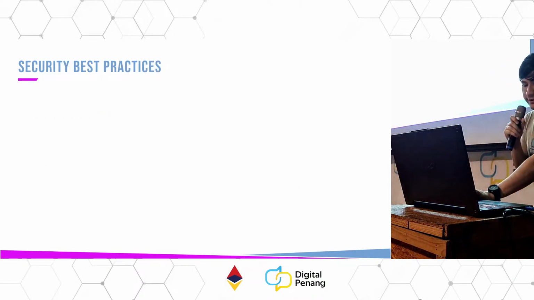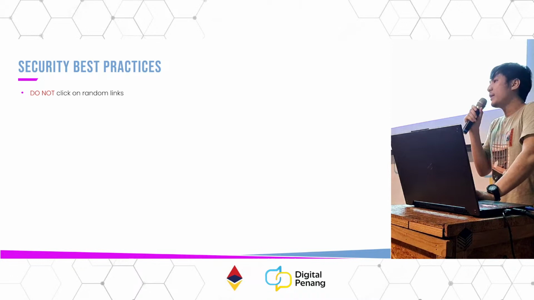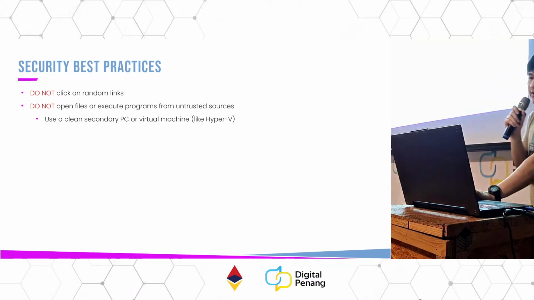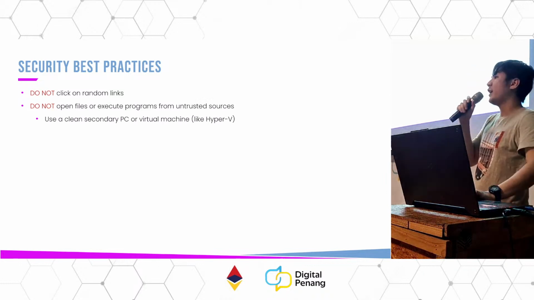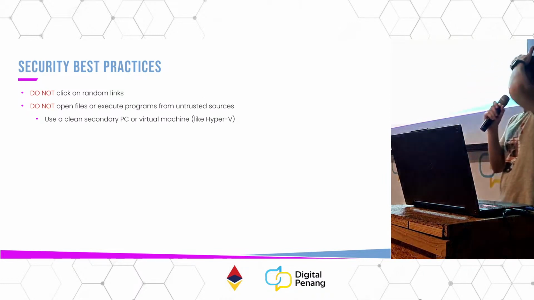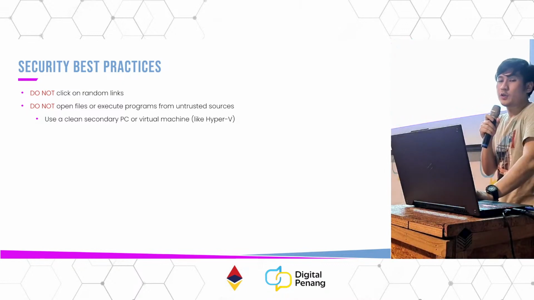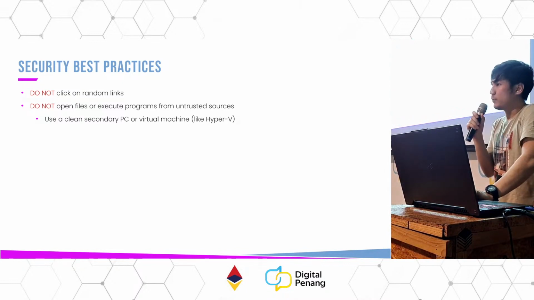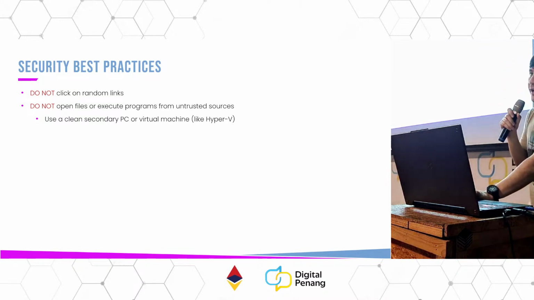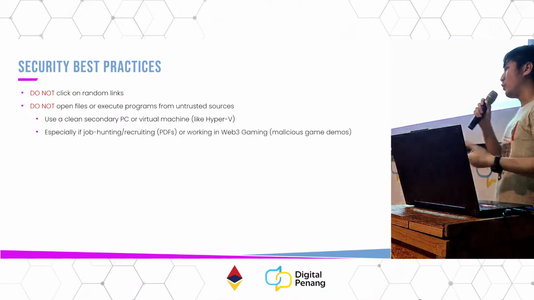Okay, I think the second last slide already. Security best practices: do not click on random links. Do not open files or execute programs from untrusted sources. There have been cases where whatever file you have might be compromised, right? So you need to use a clean secondary PC or a virtual machine to open some links or some files that you're using, especially if you are job hunting or recruiting.